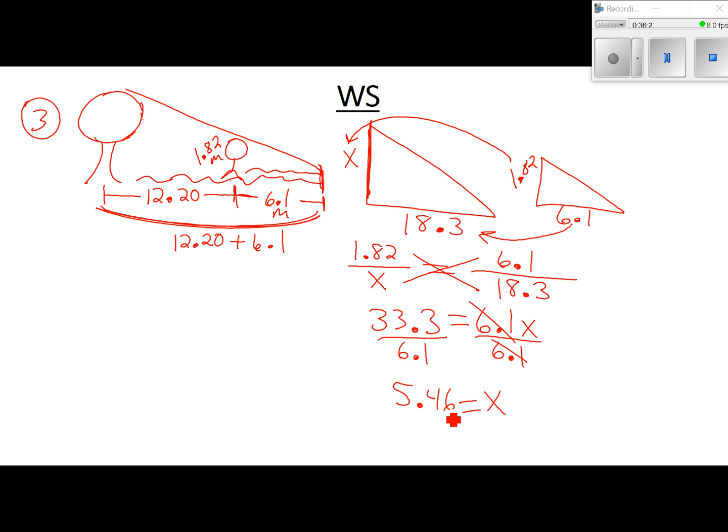Usually the way you decide how to round is by looking at the problem. Most of the numbers in the problem went out 2 spaces. So when we round off our answer, we probably want to go out 2 spaces. So that tells us that the tree is about 5.46 meters tall.